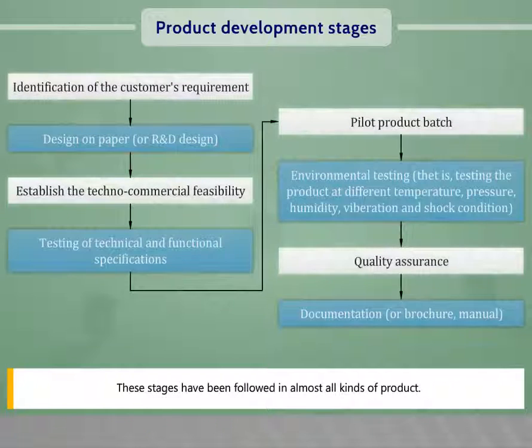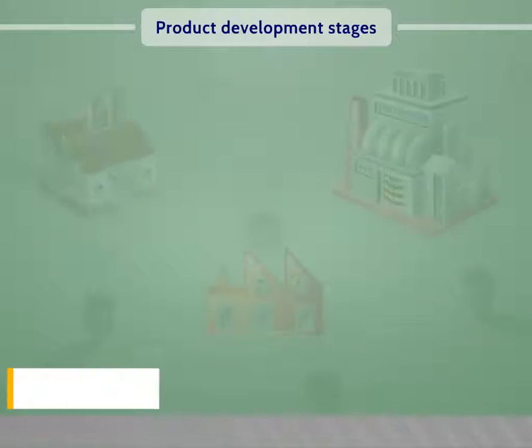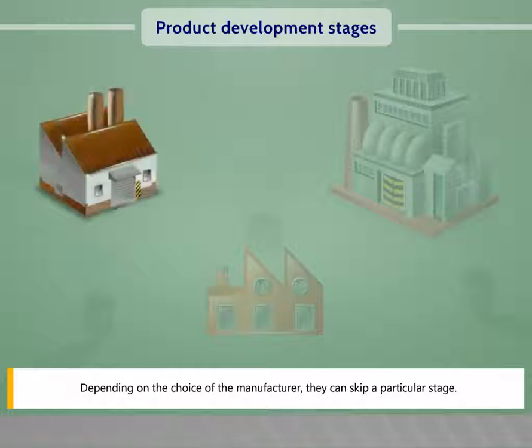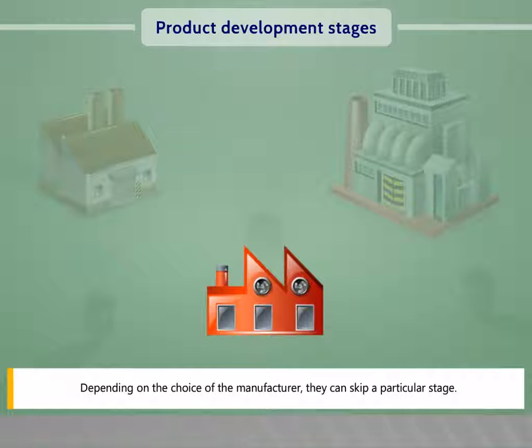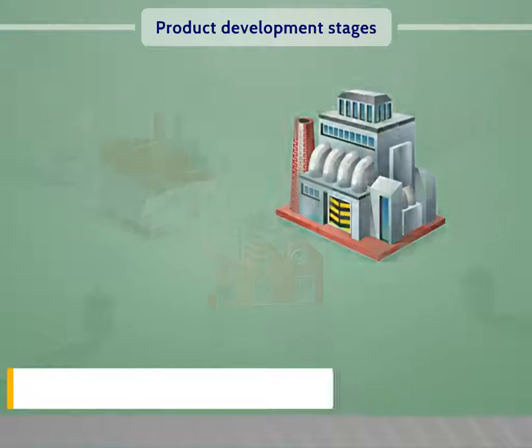Product development stages. These stages have been followed in almost all kinds of product. Depending on the choice of the manufacturer, they can skip a particular stage.